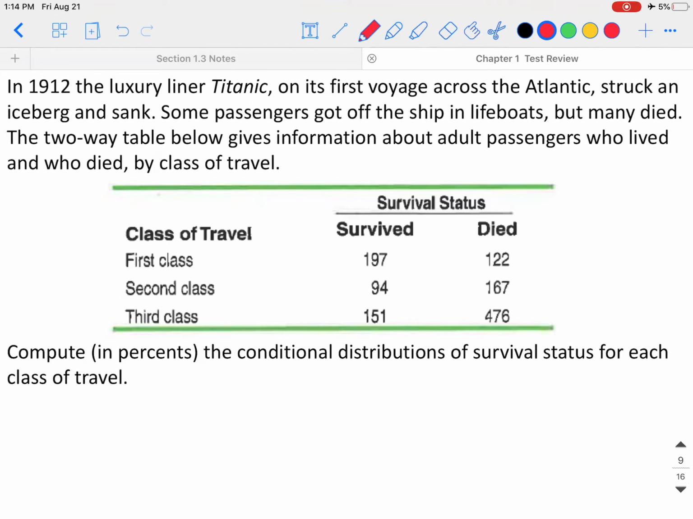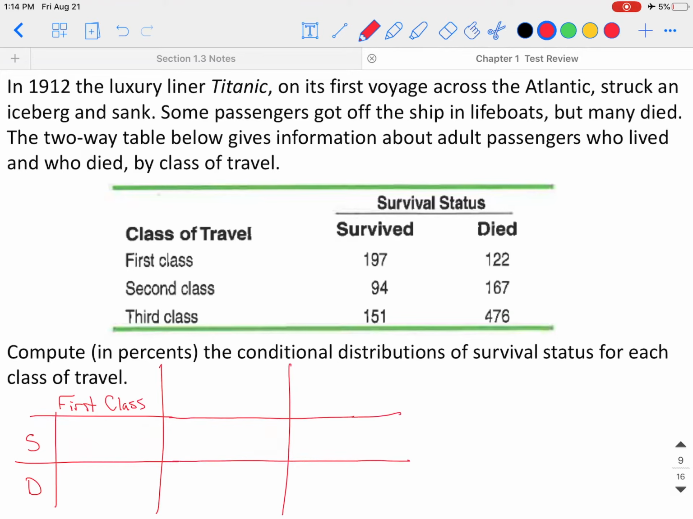Now we need to compute in percents the conditional distributions of survival status for each class of travel. So for each class, we're going to have to break this down. So in first class, you have how many survived and how many died. In the second class passengers, you have how many survived and how many died. And in the third class passengers, how many survived and how many died. Now we are still going to need those totals.